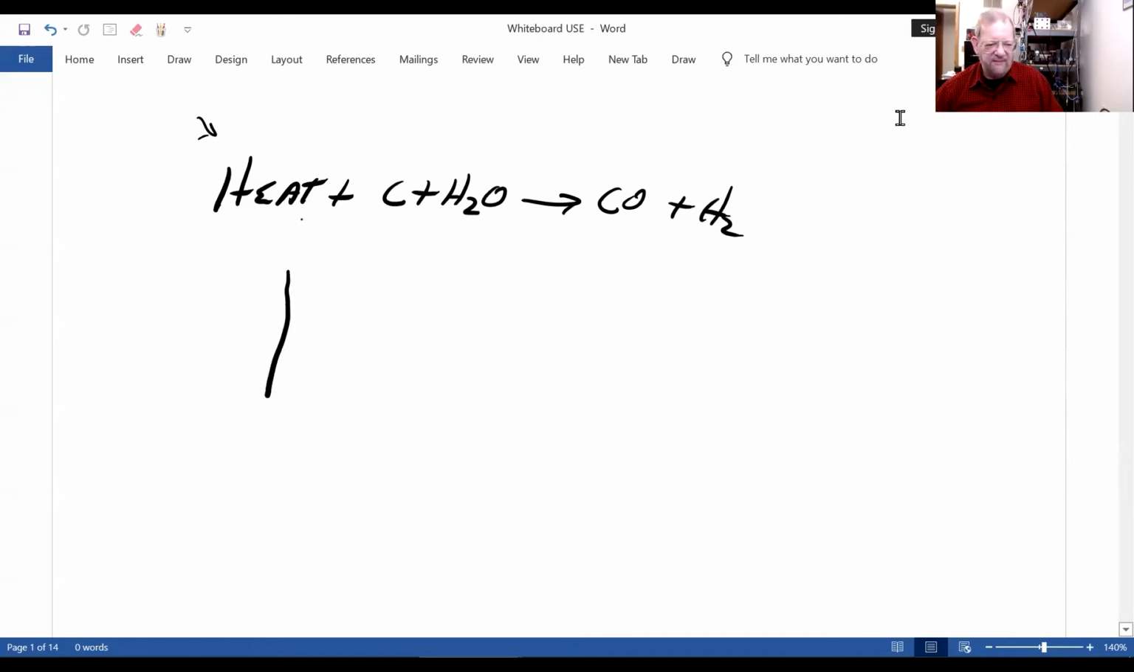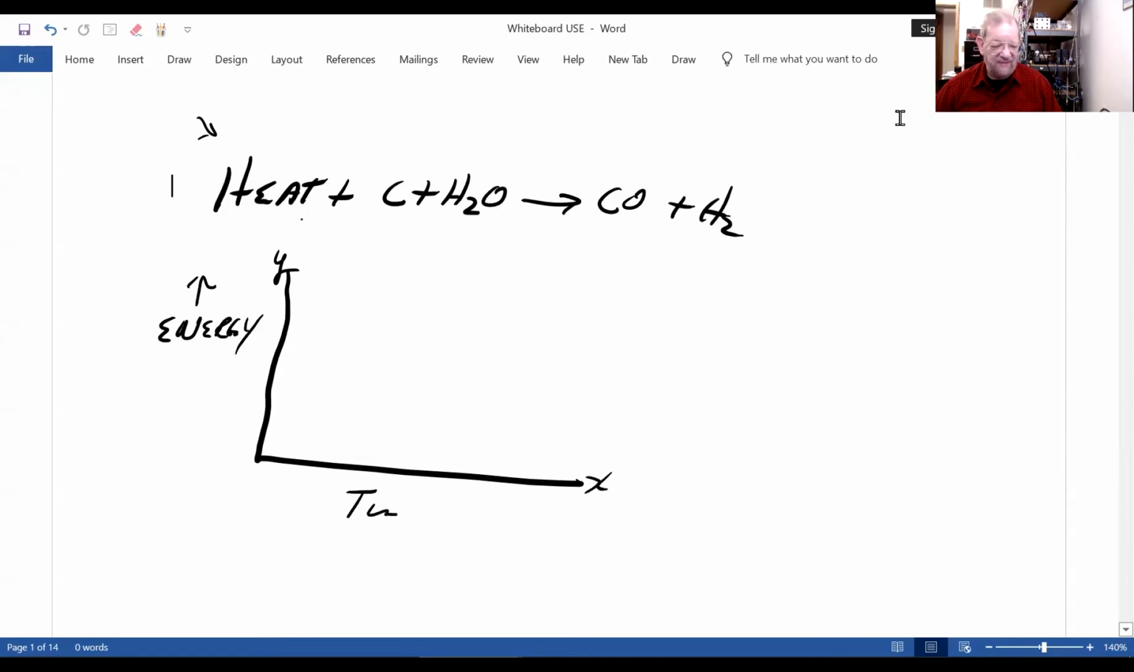So how do we do this? Energy diagram. You don't have to put X and Y on there, but I will. On the Y-axis, we have energy, and it goes up that way. On the X-axis, we have time. Sometimes I've seen that written as reaction coordinates. I like time because reaction coordinates confuse students.